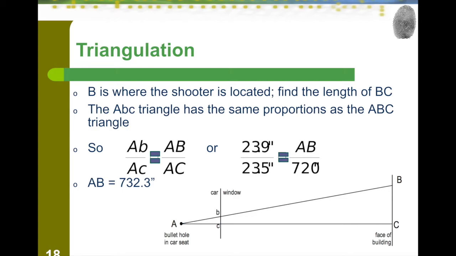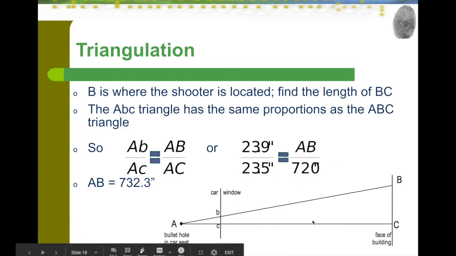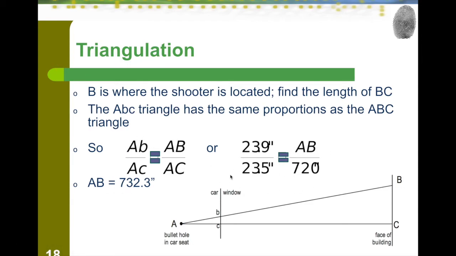So that's where that number is coming from, this 720, because it's all in inches. So this 720 is from big A to big C, which we could measure because we had the face of the building there. So if these are all the case, based on the Pythagorean theorem and the fact that I believe you have to do some crisscross multiplying, you should find out that AB is equal to 732.3.